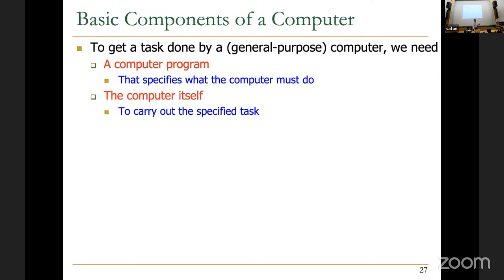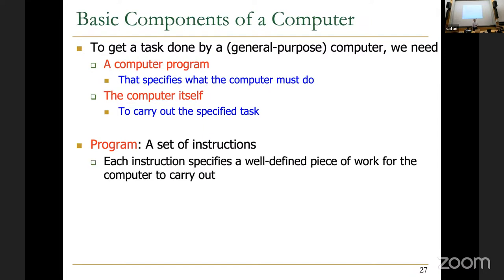And of course, we need the computer itself to carry out the task specified by the program. Okay, so hopefully this is obvious, but it's good to lay these down. So what is a program? A program is a set of instructions. Again, this is in general purpose computers.